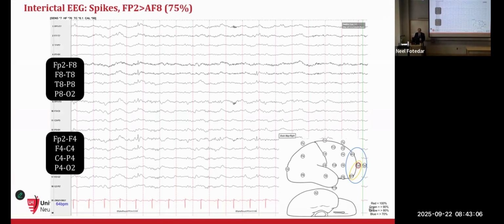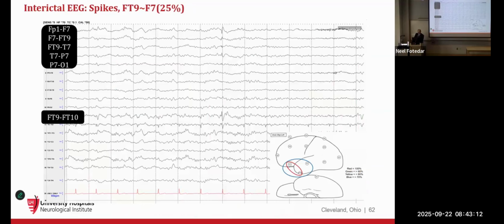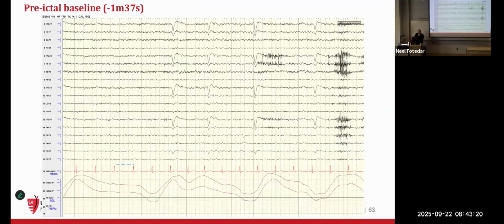This is our scalp EEG. The majority of her spikes were right frontal, maximum FP2 more than AF8. She did have a small percentage of spikes all the way on the left side in the temporal lobe, FT9, F7 as well, FT9, F7, I'm sorry, 25% of her spikes. This is her ictal scalp EEG. So this is the pre-ictal baseline, or 1 minute 37 seconds before the seizure.